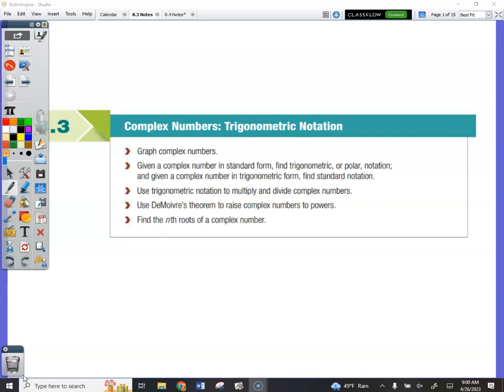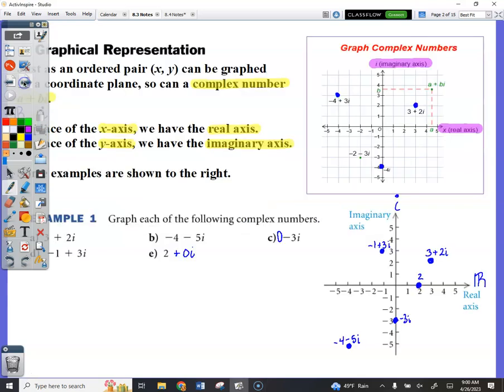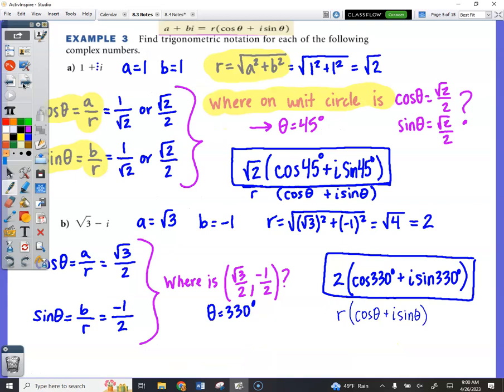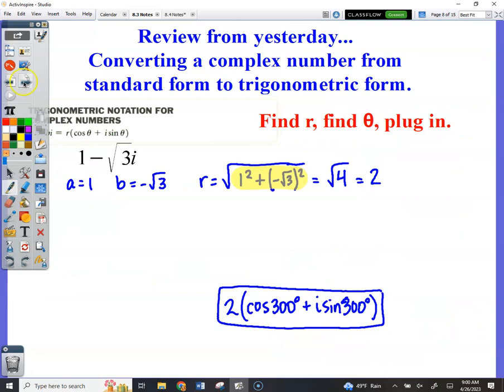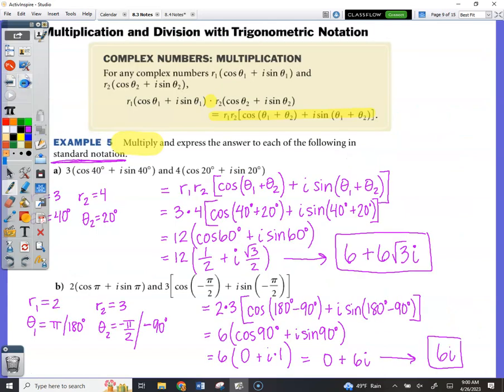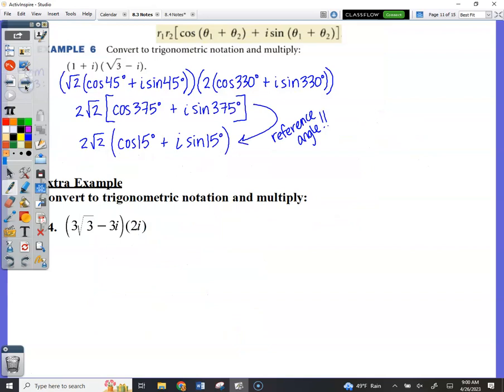I want to go to this page. Let me find it. Okay, this page right here. So this is where we left off yesterday. Example 6 is multiply these complex numbers together.